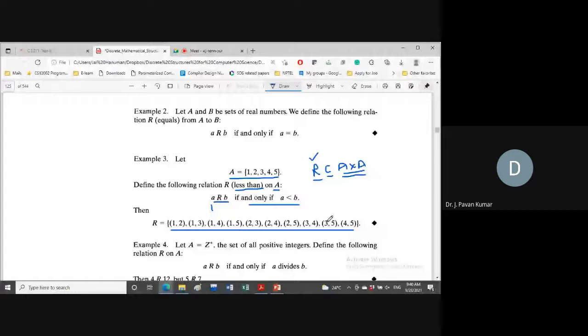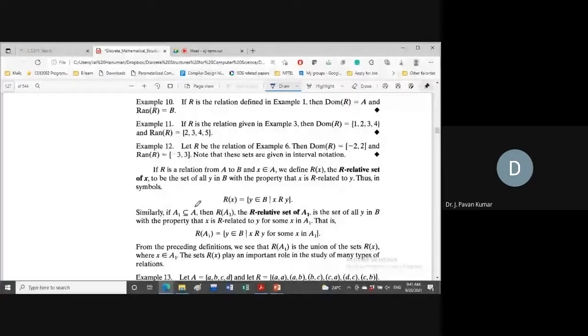What are the other tuples which are not part of this relation, like (5, 3), (5, 4), (5, 2), (5, 1)? These all will not be part of this relation, because they do not satisfy the condition. Now, the representations that we can use to denote a relation: what are the three types of representations? One is a set of tuples. The second one is a digraph. And the third one is the matrix representation.